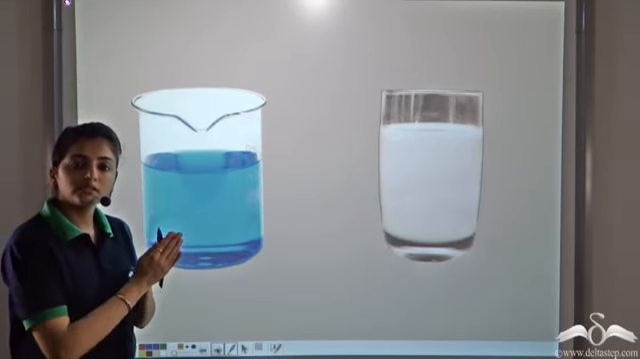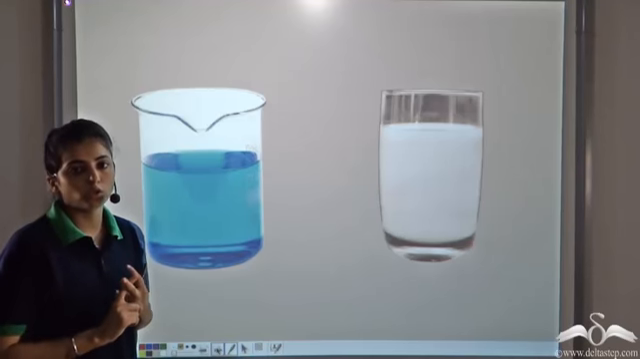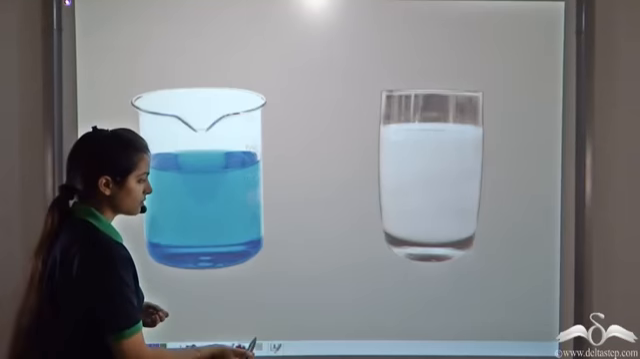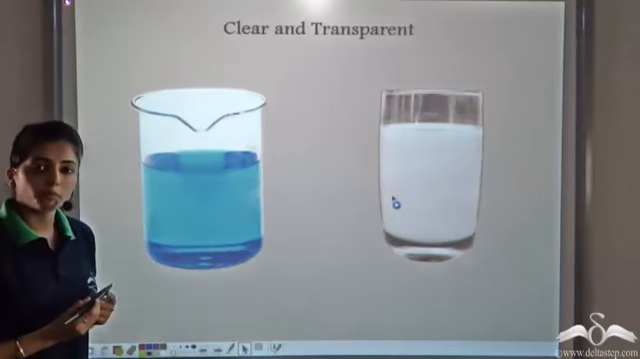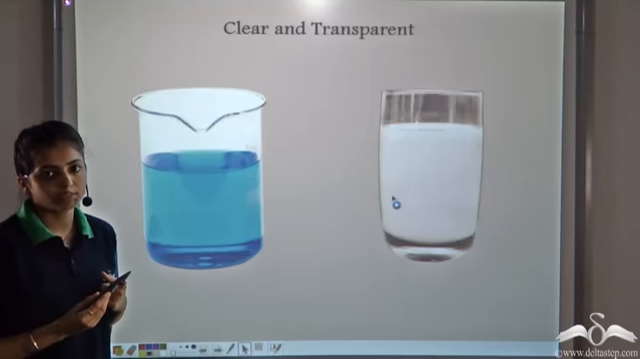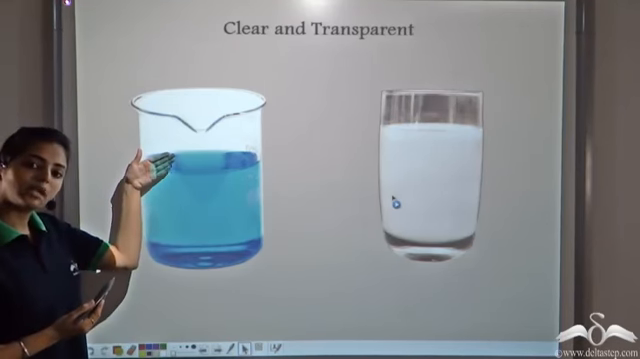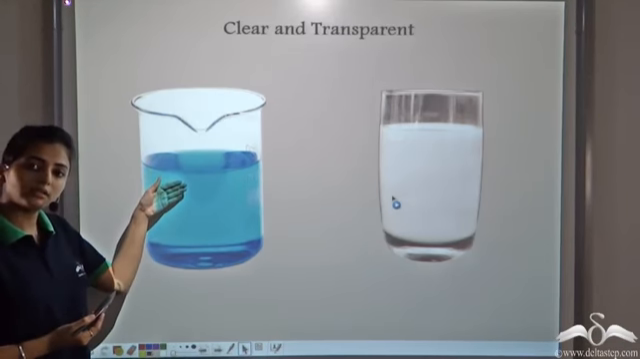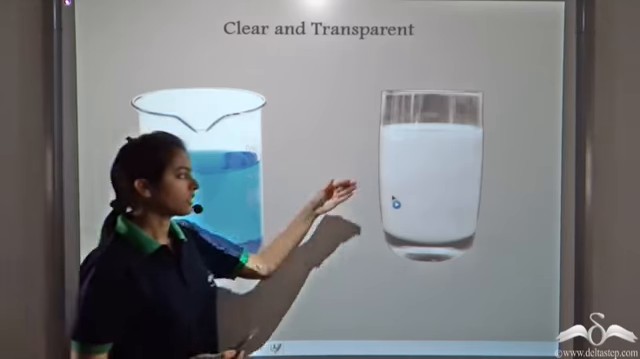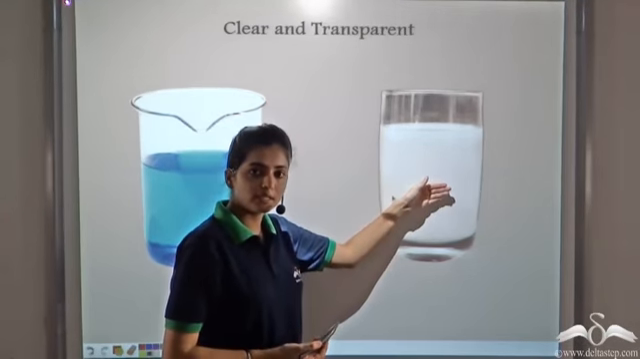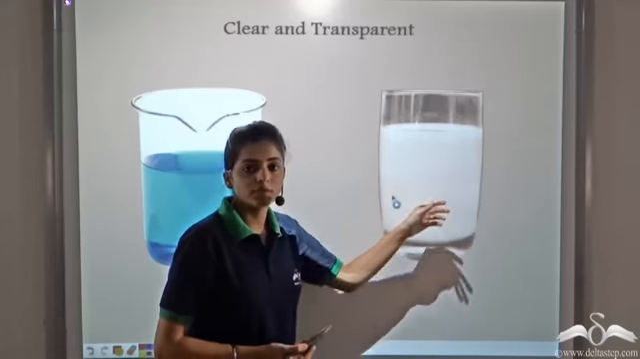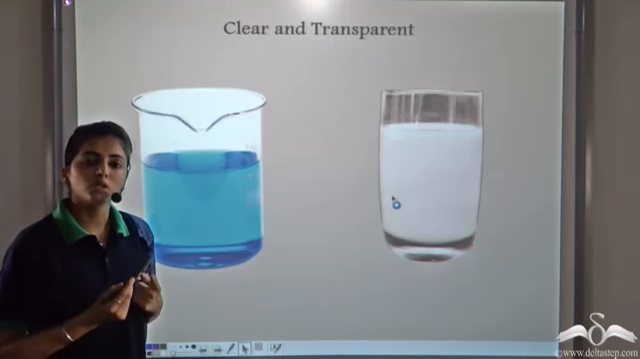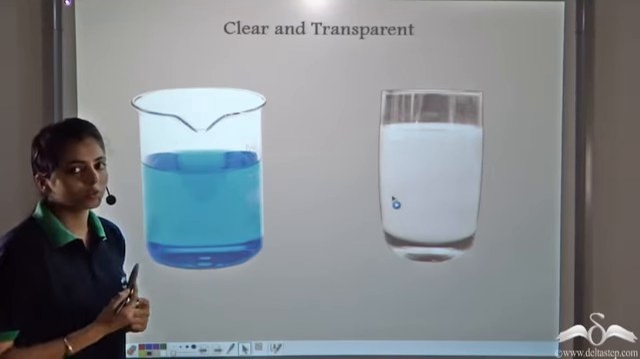So how do we actually distinguish between a true solution and a colloidal solution? The first way to distinguish between the two is by using the property that true solutions are clear and transparent. If you take your hand and place it behind this beaker, you will be able to see it. Or if you take a colored paper, place it behind this beaker, you will be able to see the paper. But if you take your hand or the colored paper behind this glass, you will not be able to see it. This is because true solutions are clear and transparent, whereas colloidal solutions are not. So this is one property which we can use to distinguish between the two.